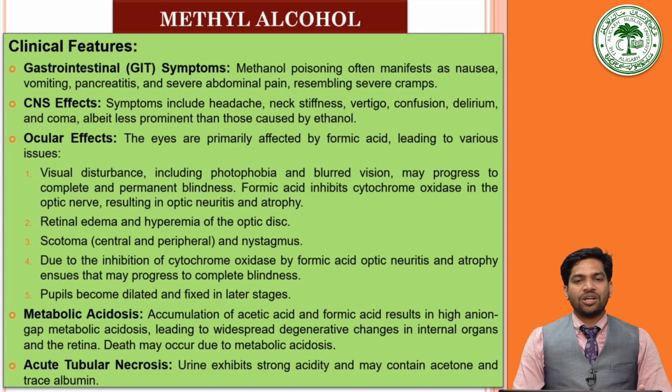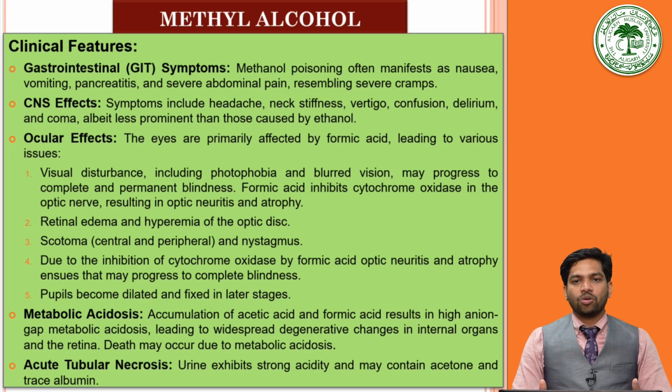Due to inhibition of the cytochrome oxidase by formic acid, optic neuritis and atrophy ensue that may progress to complete blindness. Pupils become dilated and fixed in the later stages. Then it causes metabolic acidosis, that is, high anion gap acidosis. Accumulation of acetic acid and formic acid results in high anion gap metabolic acidosis, leading to widespread degenerative changes in the internal organs and the retina. Death may occur due to the metabolic acidosis itself.